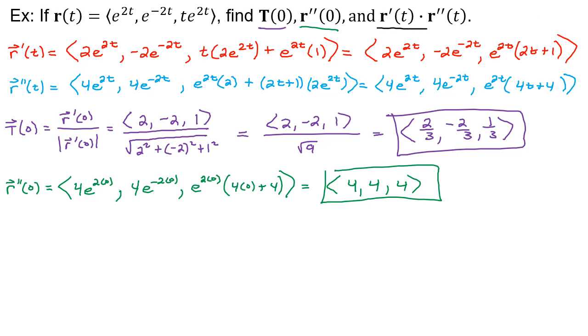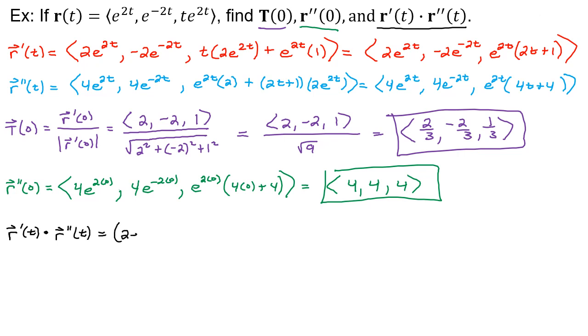So r double prime of 0 is just a bunch of 4s. And then for the dot product, remember your dot product is what you get when you multiply the first components and then the second components and then the third components, add them all together, see what you get. So the dot product between r prime, and notice this is t, so we don't have numbers to work with here. We'll have to do it with the functions themselves.